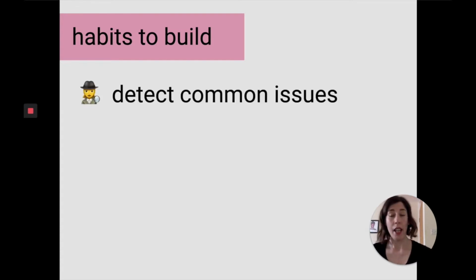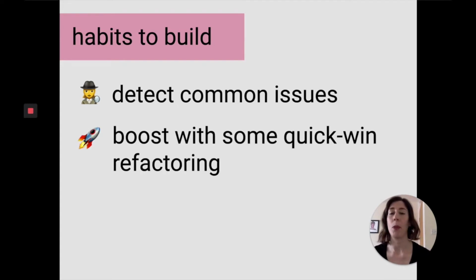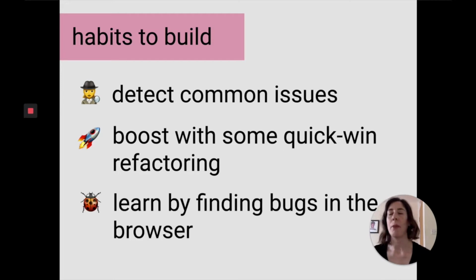I'm going to talk about just some key habits that we can build for our day-to-day life. So we'll look at how we can use our ESLint to help detect common accessibility issues. We'll look at some low-effort, high-reward refactoring that we can make a standard part of our process. And finally, we'll look at how we can learn about accessibility by just finding our own bugs and solving them.